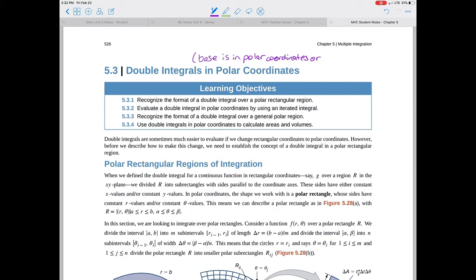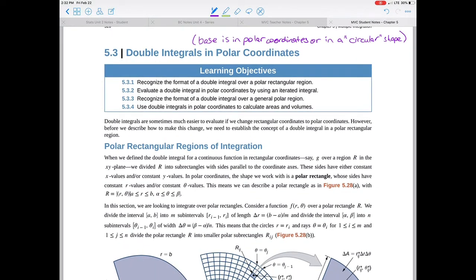Or in a circular shape. That's the best way to describe it. So the bases in polar coordinates are in a circular shape. The setup of this is a little bit complicated, so I'm just going to give the basics, and then I'm going to pause it and catch up with where the recording from class was.